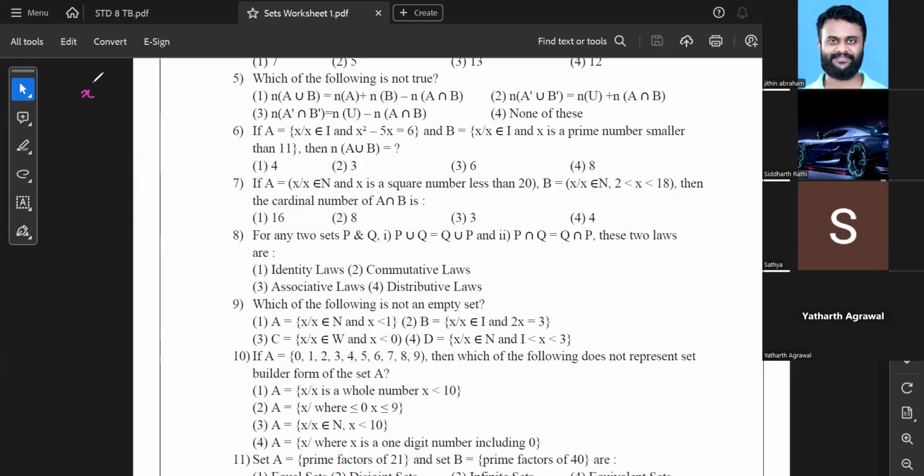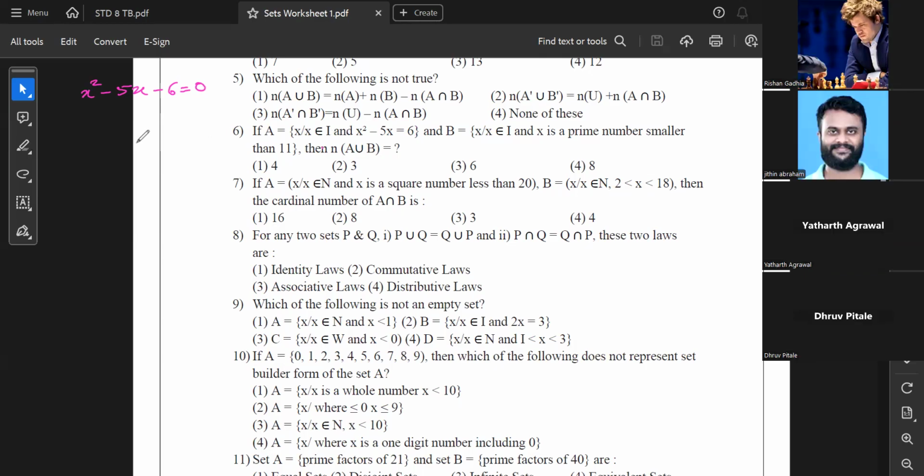So this comes under the category of quadratic equation. Since it is equal to 6, I'll take 6 to the other side. It becomes minus 6. Then on the other side, you'll be having 0. Do you understand this equation which has come from here? Yes, sir. Very good.